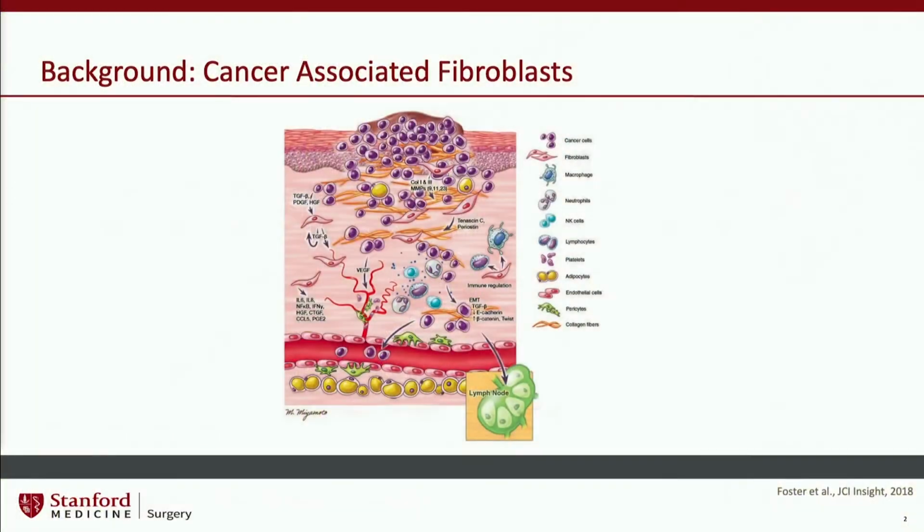So, solid tumors account for the vast majority of cancer deaths. The tumor microenvironment is composed of transformed cancer cells as well as non-transformed stromal cells, which include immune cells, endothelial cells, pericytes, and cancer-associated fibroblasts, or CAFs.